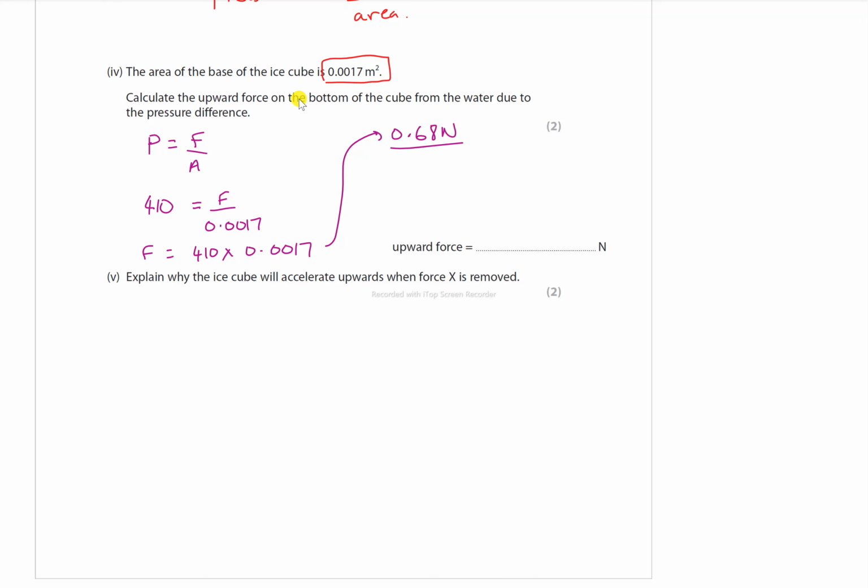Let's double check that. According to them, 410 times 0.0017 is 0.697 if you use that, but they've used, by the looks of it, 400 instead of 410. You can use this value, but in the mark scheme they've used 400, that's where they've got that from. So it's win-win. Explain why the ice cube will accelerate upwards when the force is removed.